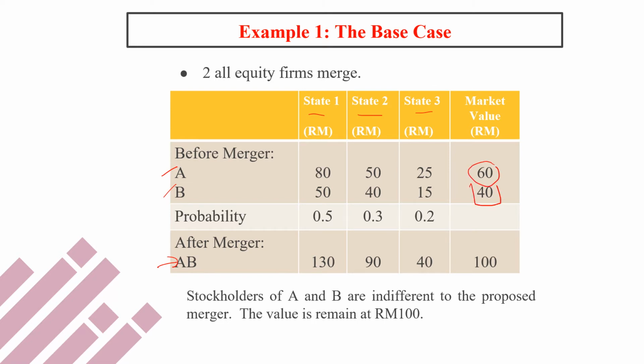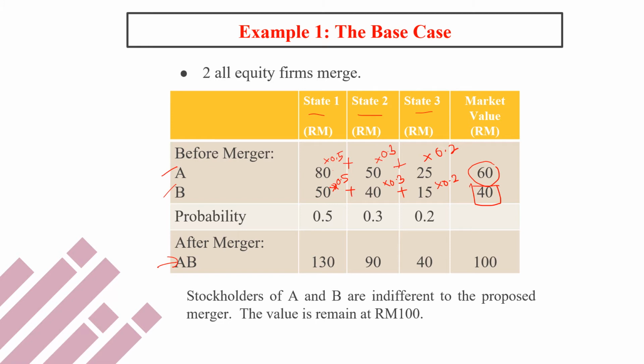So, macam mana you nak dapat this amount? 60 and 40. You ambil 80, you times with the 0.5, and then you plus with the 50 times with the 0.3, and then you plus with the 25 times with the 0.2. So, you akan dapat jawapan dia 60. Ini pun cara yang sama. You kena buat times with the 0.5 plus times 0.3 plus times 0.2. You akan dapat 40.